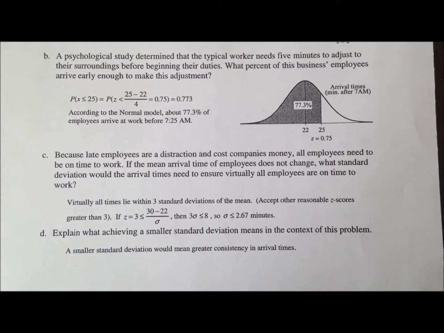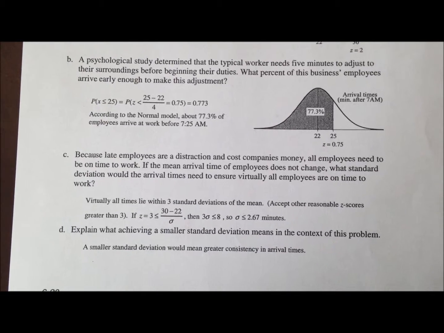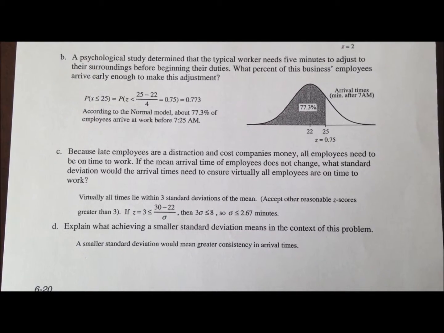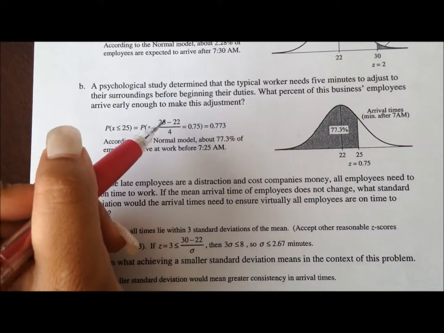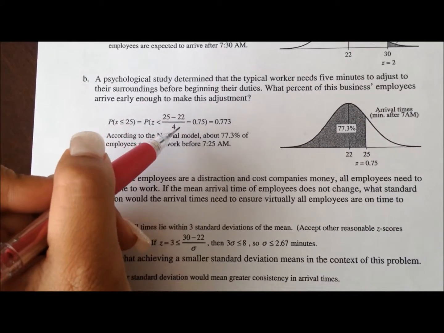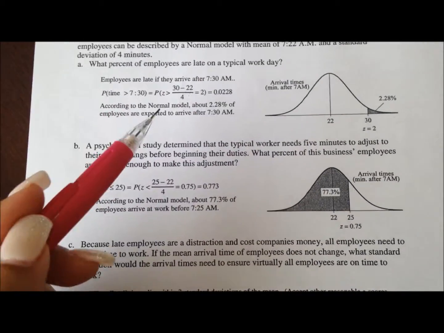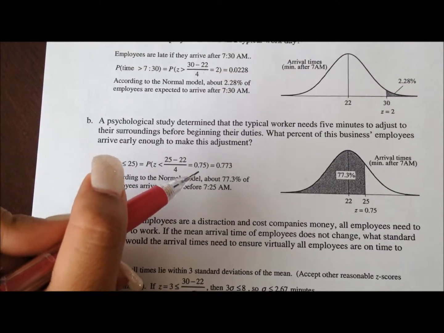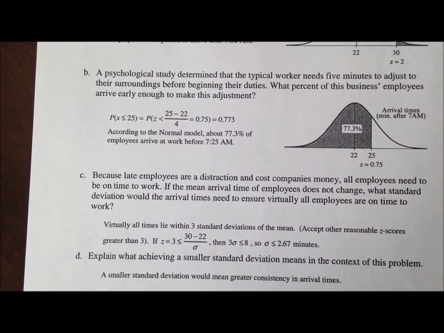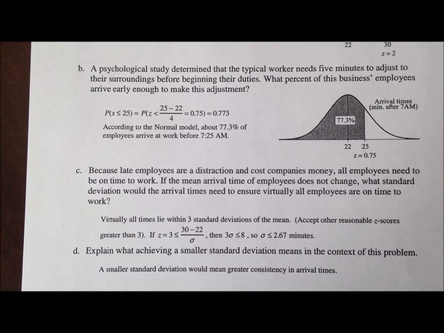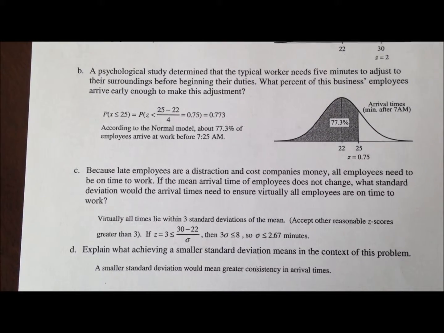All right, B is asking, a psychological study determines that the typical worker needs 5 minutes to adjust to their surroundings before beginning their duties. What percent of business employees arrive early enough to make that adjustment? So again, you're going to be using the Z-score formula, which is just 25 minus 22 divided by 4, because we are still using the mean and standard deviation from up here. So when you do that, you will get 0.75, and when you find the probability of that z-score, it'll give you 0.773. So according to the normal model, about 77.3% of employees will arrive at work before 7:25.